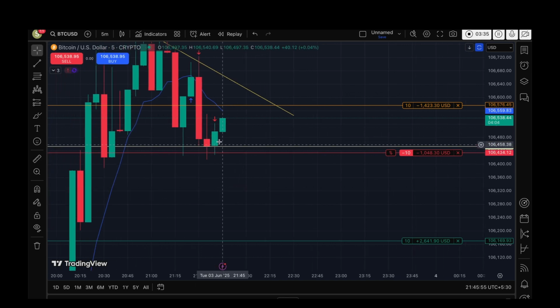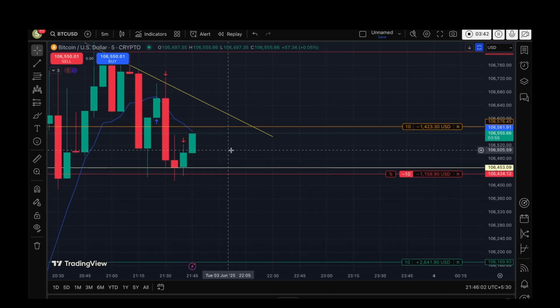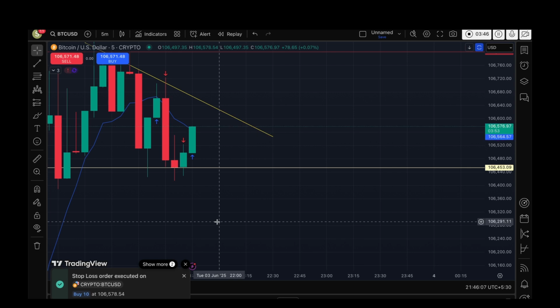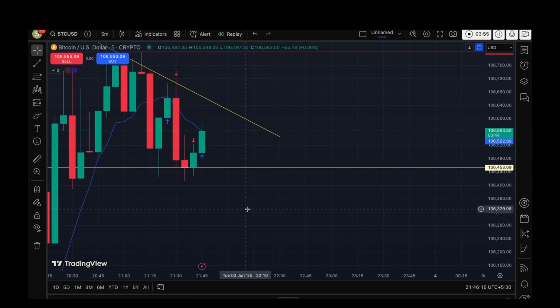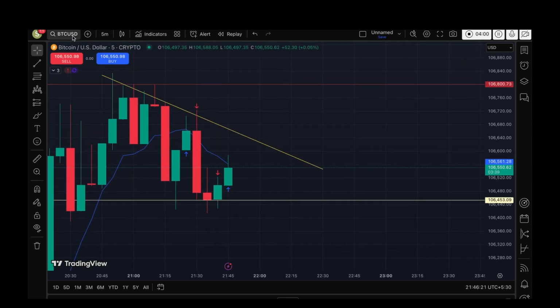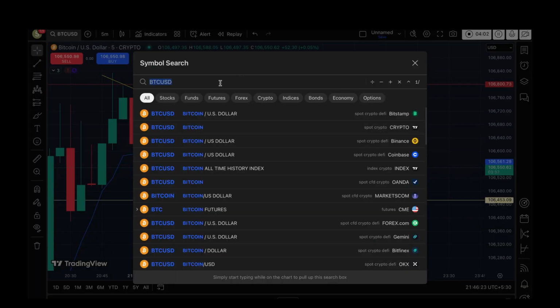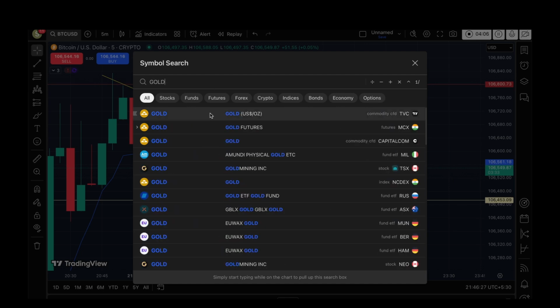within the second, this candle became green. So if you can see, SL is hit. So what the market is doing, we don't know basically. As I said, I had put some trade in the gold actually. So let's see how the gold trade is doing.